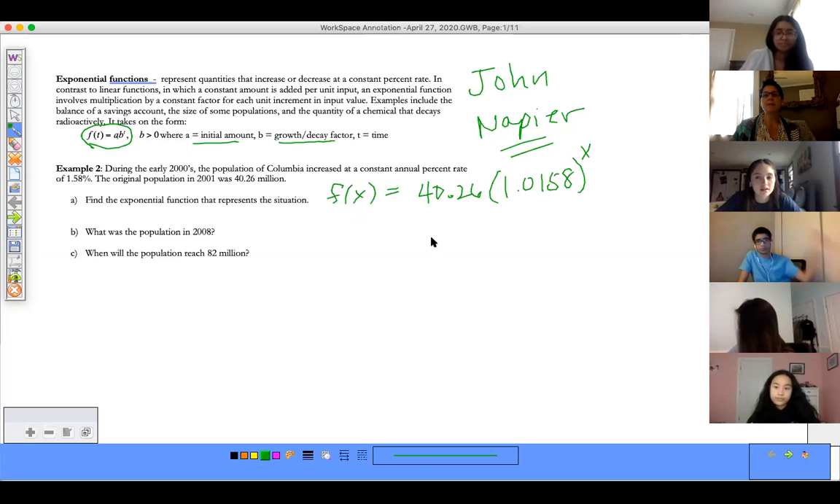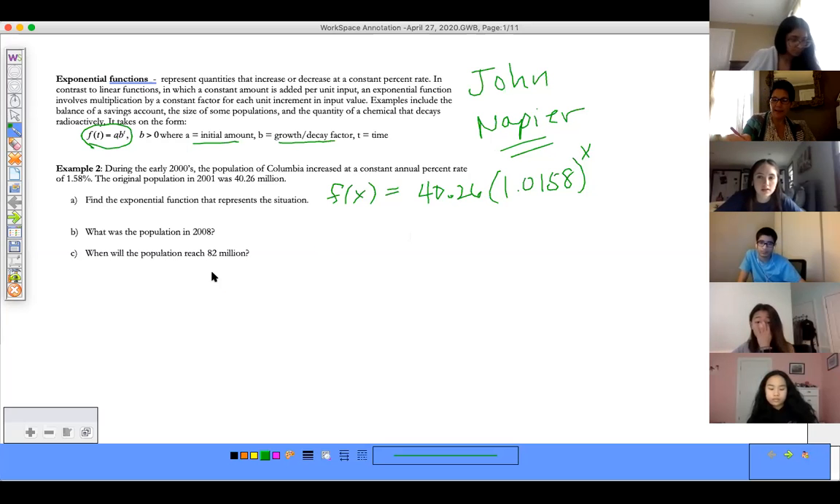Yes, I do too. What's the base? If we were looking at this as an exponential function, what is the base of this function? The base is 40.26? No, it is not actually. The base is not 40.26. What does the 40.26 actually represent? Everybody? The initial amount, the initial population. So if I said to you, what is the base here? What are you all going to tell me the base is?